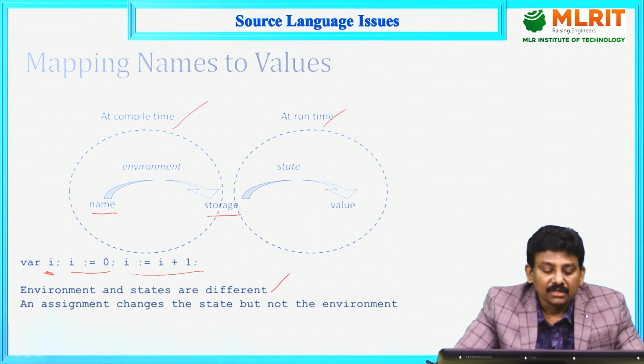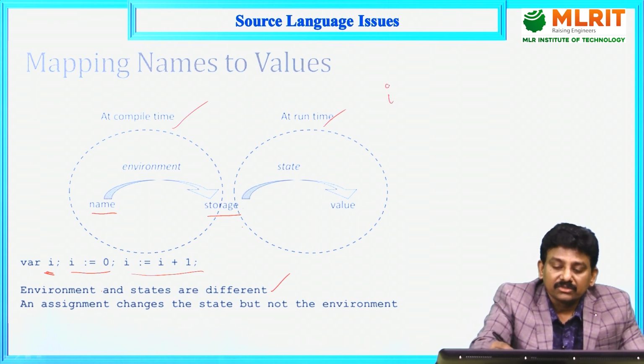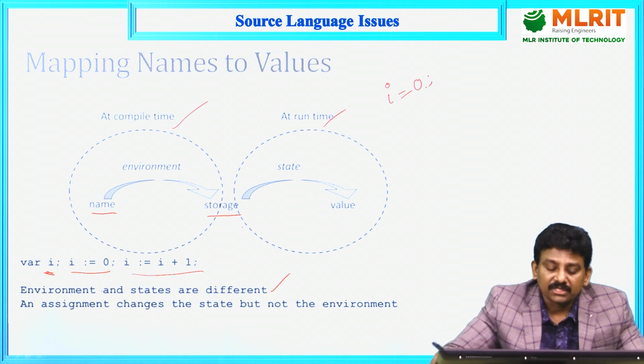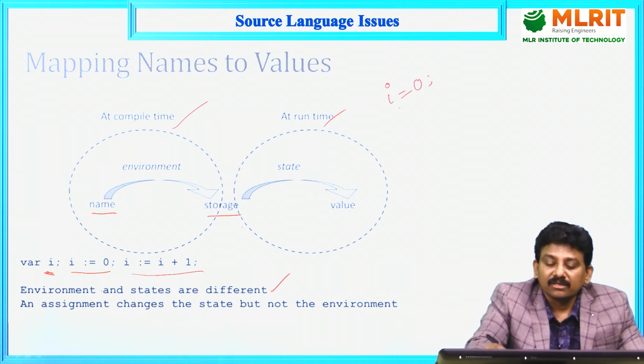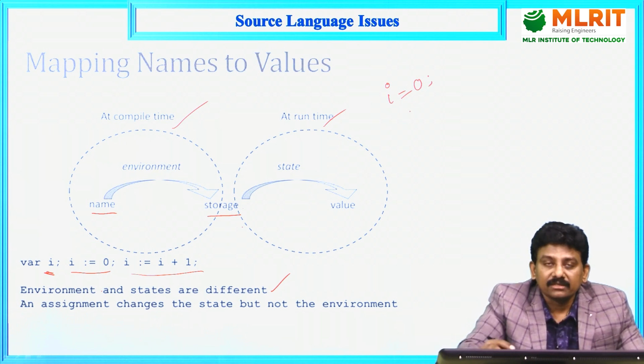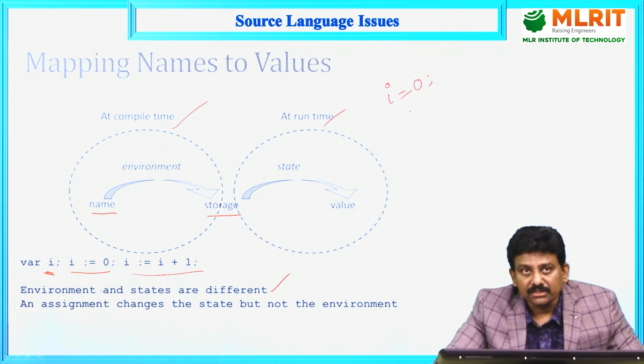For example, I equals 0 is an assignment, which changes the state. The value in the storage will be changed, but the environment will not be changed. The location will not be changed.